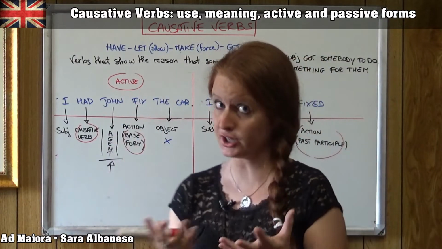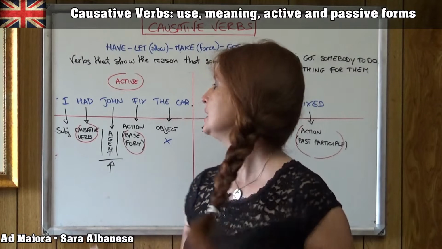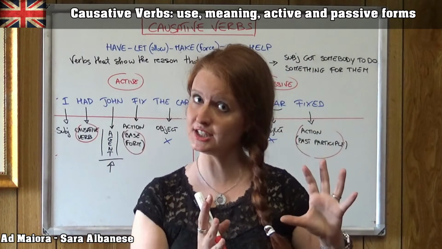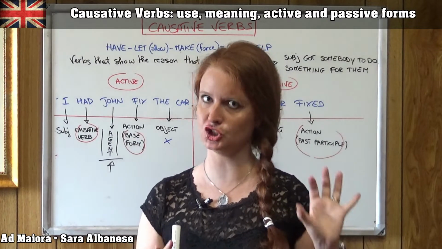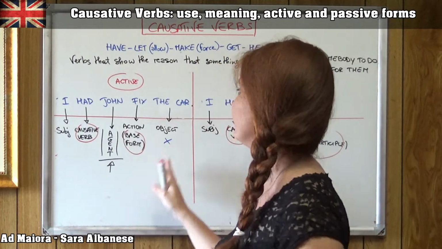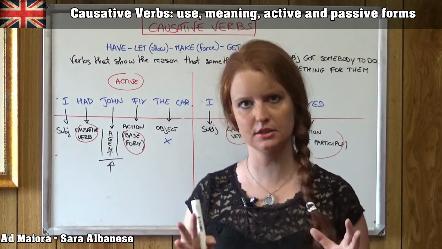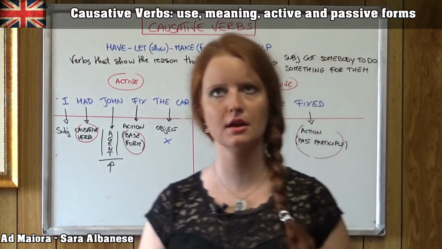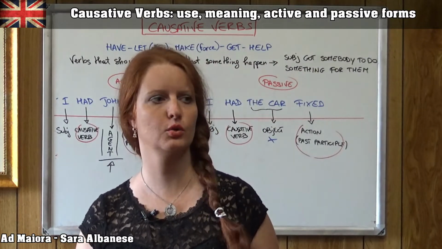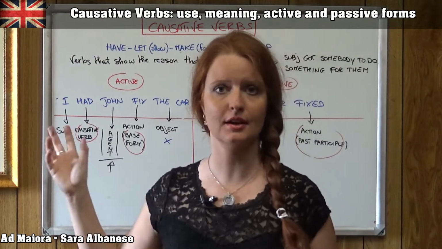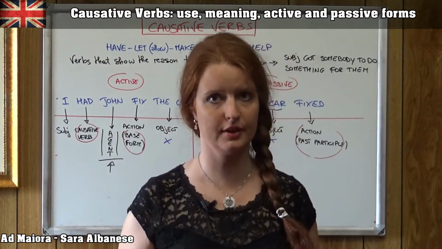Then we have the action, the real action, and it is in the base form, which means in infinitive without preposition to. And finally, the object. The car is my object. This is an active form. Let's see another example.